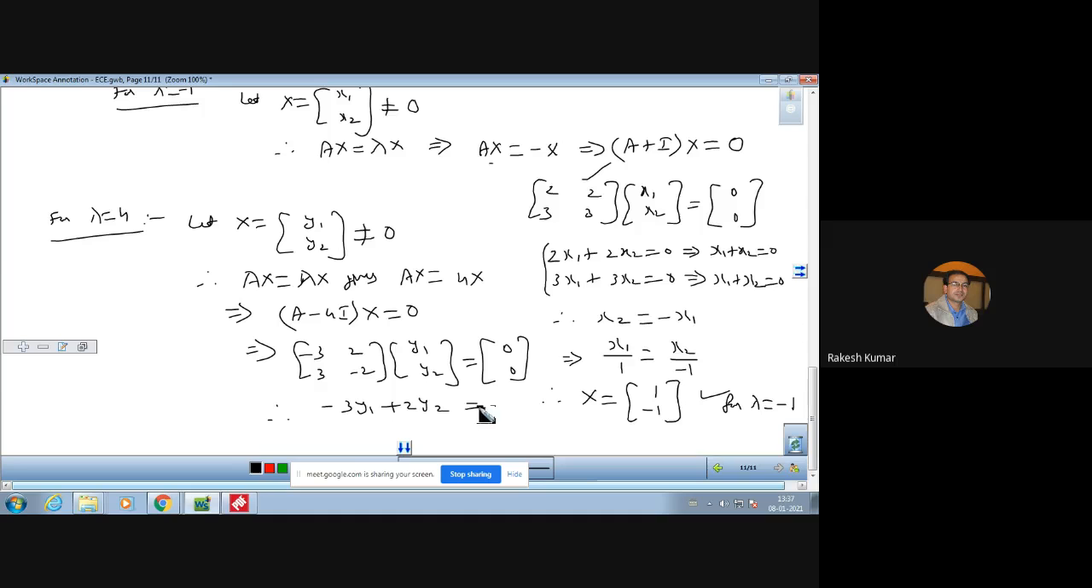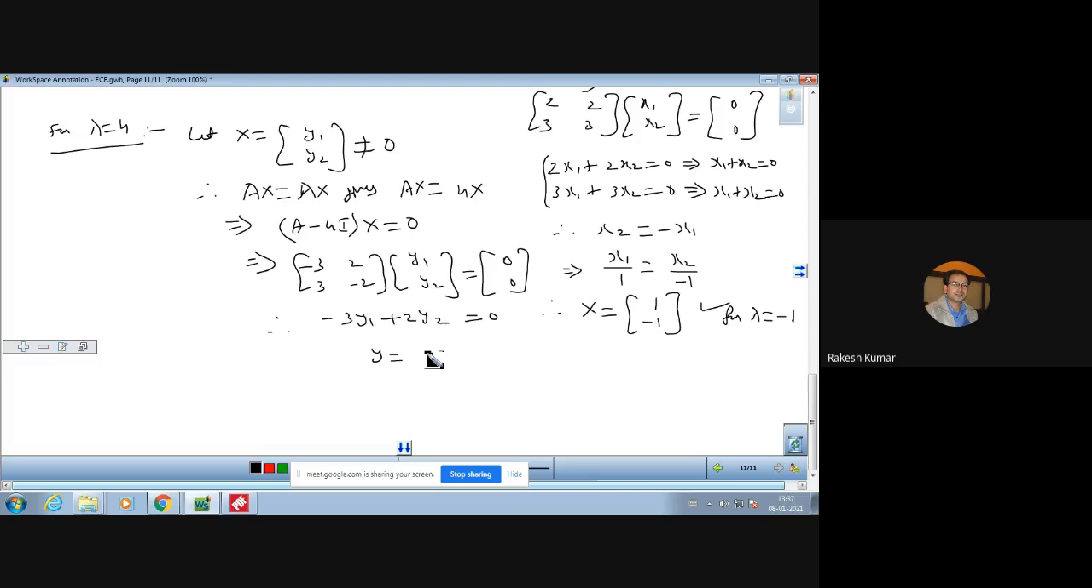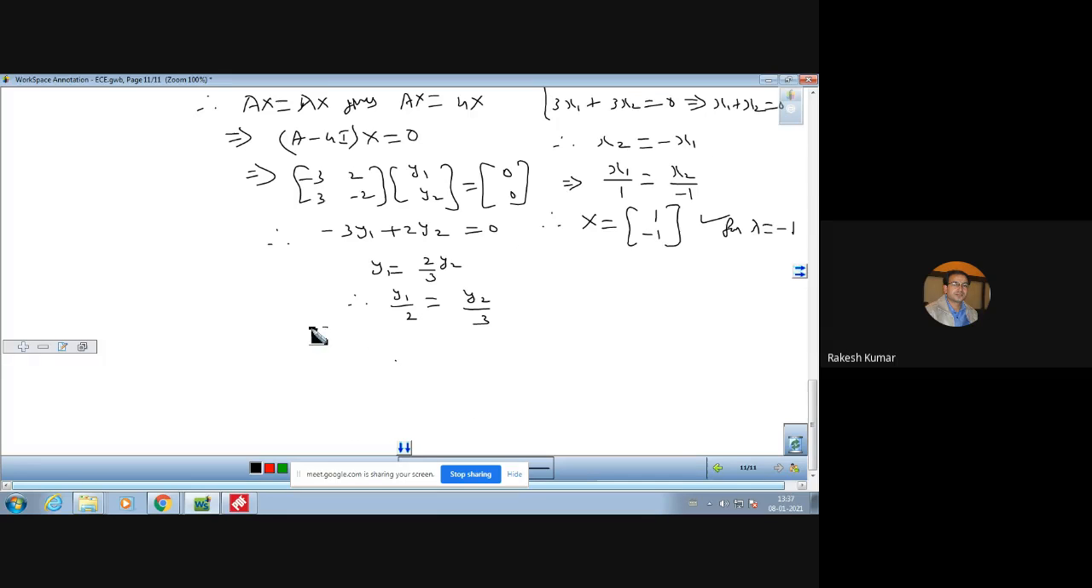-3y1 plus 2y2 is equal to 0. So y1 will be 2 by 3 y2. Or therefore, what we should have is y1 upon 2 and y2 upon 3. And what does it mean? This is the eigenvector we have. So x is equal to 2, 3. And this is the eigenvector of A corresponding to lambda is equal to 4.